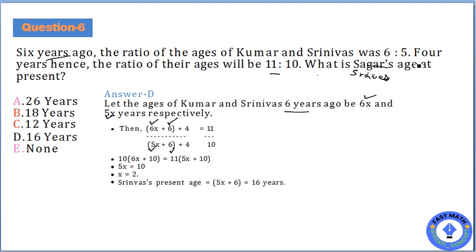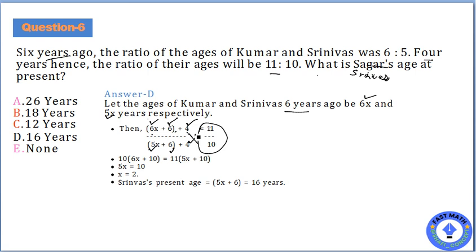When it is 4 years hence, that means it should be after 4 years. That means after 6 plus after 4, you are adding 4 also in this formula. The ratio is given as 11:10. That formula is (6x plus 6 plus 4) divided by (5x plus 6 plus 4) is equal to 11:10. Arriving at this formula by understanding the problem decides your skill of understanding the problem itself.